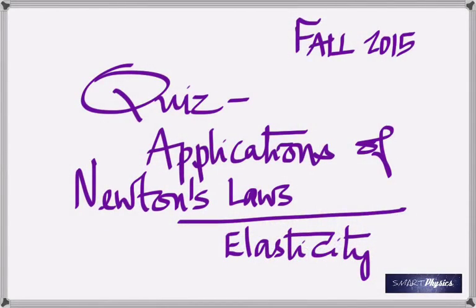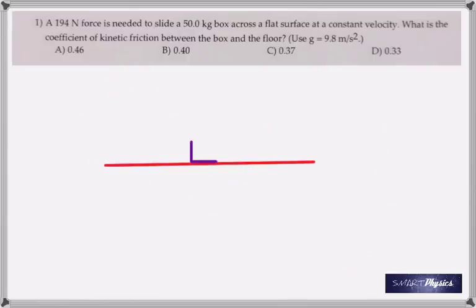The quiz answers for applications of Newton's laws and elasticity. Question 1. A 194 newton force is needed to slide a 50 kilogram box across a flat surface at constant velocity. What is the coefficient of kinetic friction between the box and the floor?